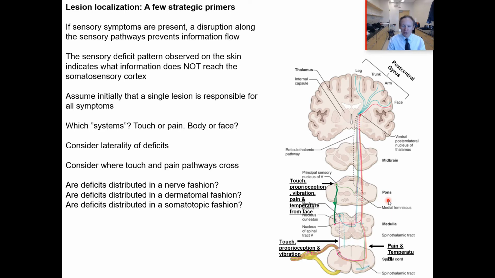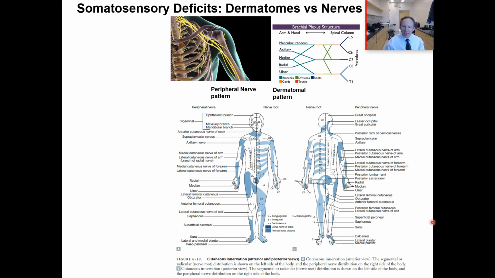After you've examined your patient, note how the deficits are distributed on the body. Are they distributed in a nerve fashion, in a dermatomal fashion, or in a somatotopic fashion? If the symptoms are distributed in a peripheral fashion, then it's probably a nerve in the periphery that is affected. You can see the nerve distribution on this image here. Deficits that show a dermatomal pattern, like this, indicate that the lesion is located in the nerve root near the spinal cord or in the spinal cord itself.